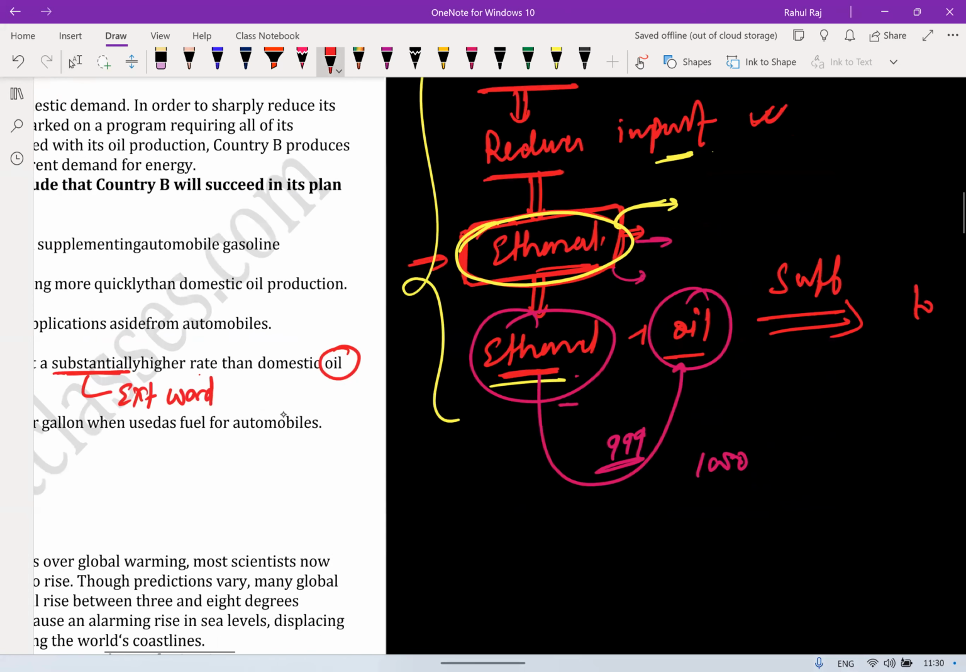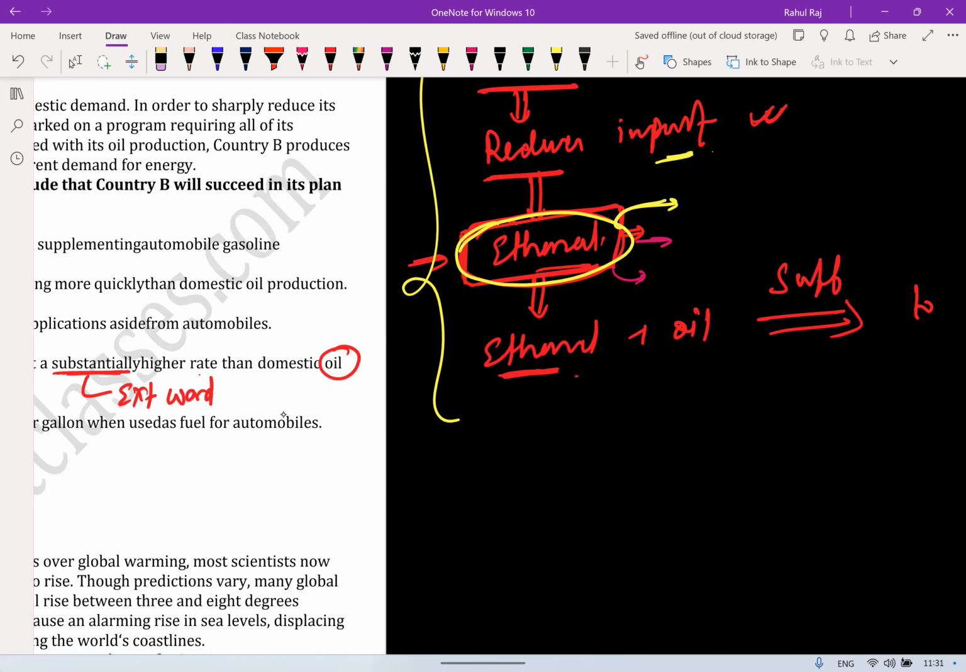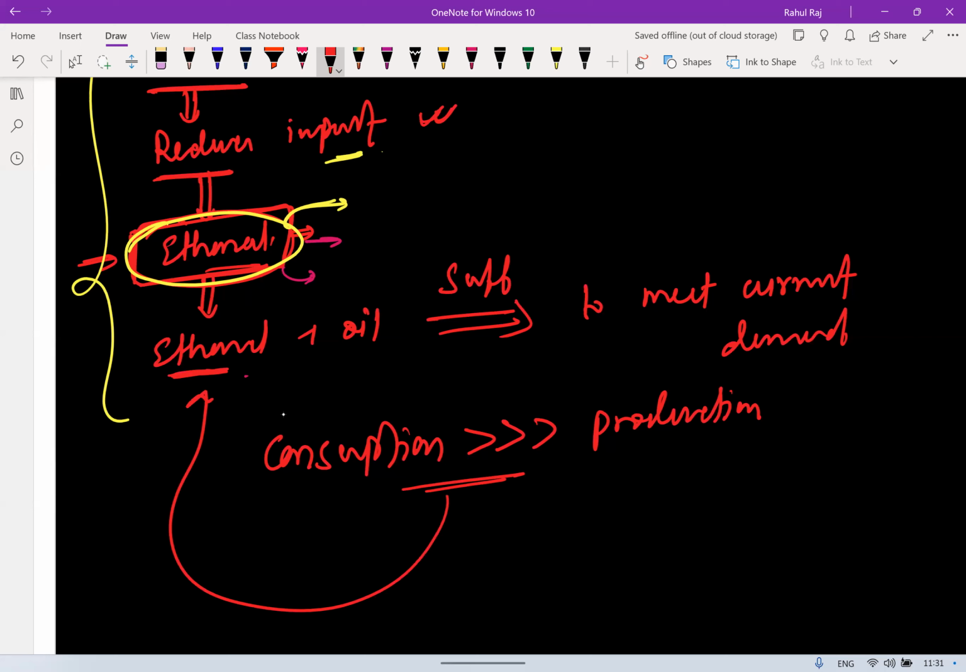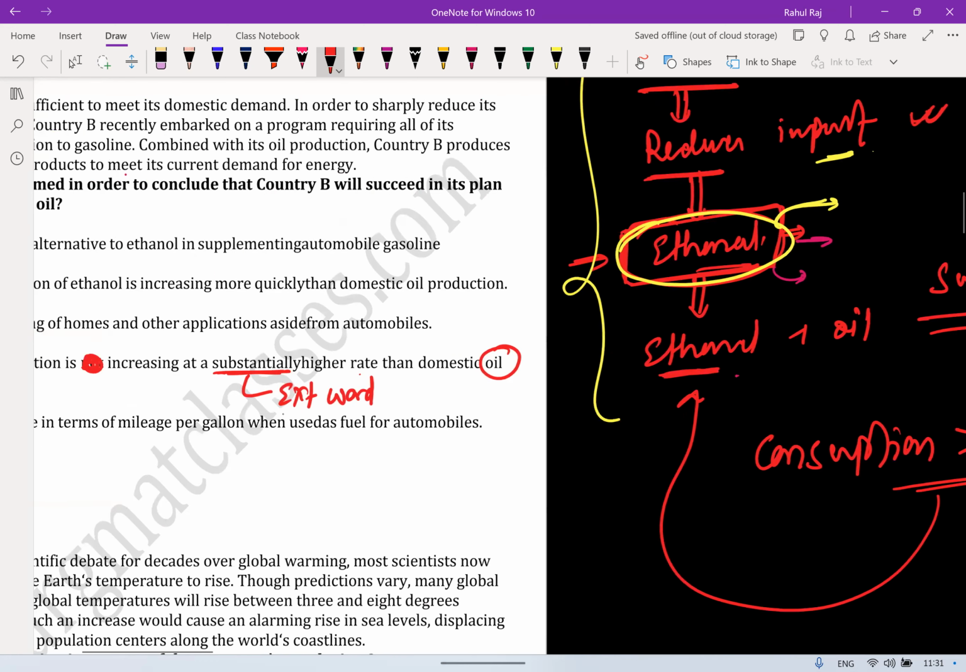So imagine, what is my conclusion? That ethanol plus oil is sufficient to meet the current demand. Now, if I say consumption is increasing at a very high rate than production, don't you feel it is breaking the argument? Yes or no? What is the conclusion? That ethanol plus oil is sufficient to meet the current demand. But after I negate option D, it says that consumption is increasing at a very high rate than production. Am I breaking my conclusion? Yes or no? Correct. Any problem here? No. Perfect. So this is the answer.